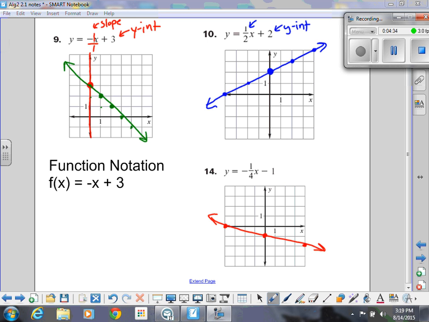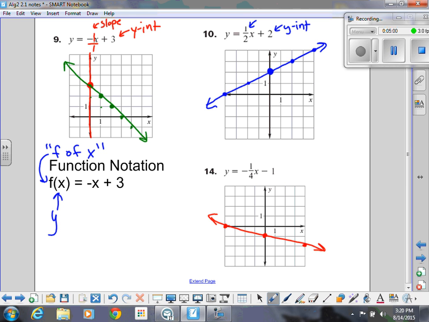All right, so function notation. You're very used to seeing lines with y equals something, and function notation, all that does is it replaces the y with f of x. So this means the same thing as y. Now the way we read that is f of x. So f of x is how we say that.